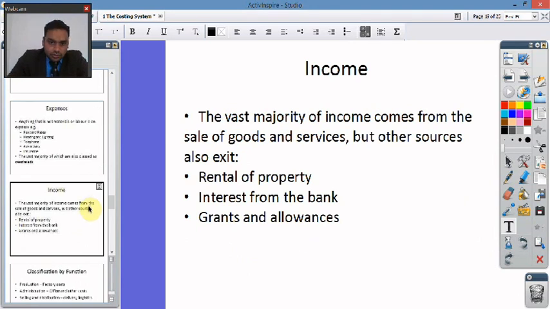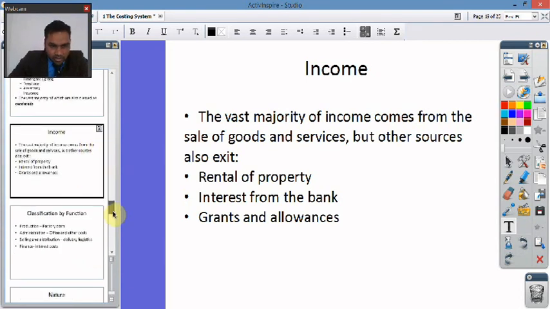Income. So the vast majority of income comes from the sale of goods and services, but others exist. For example, you can rent out a building, get some rental income. You can earn interest in the bank. Obviously nowadays you can't really earn interest in the bank, but businesses that have loads of money in the bank normally can, a little bit.